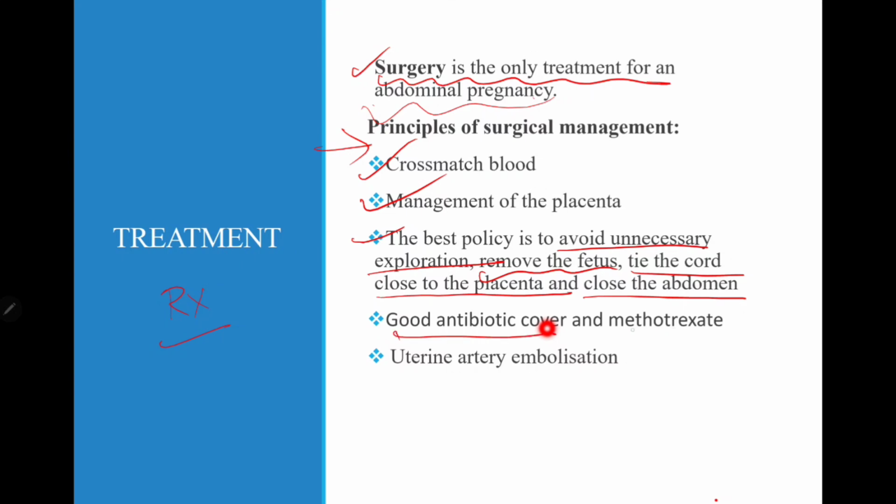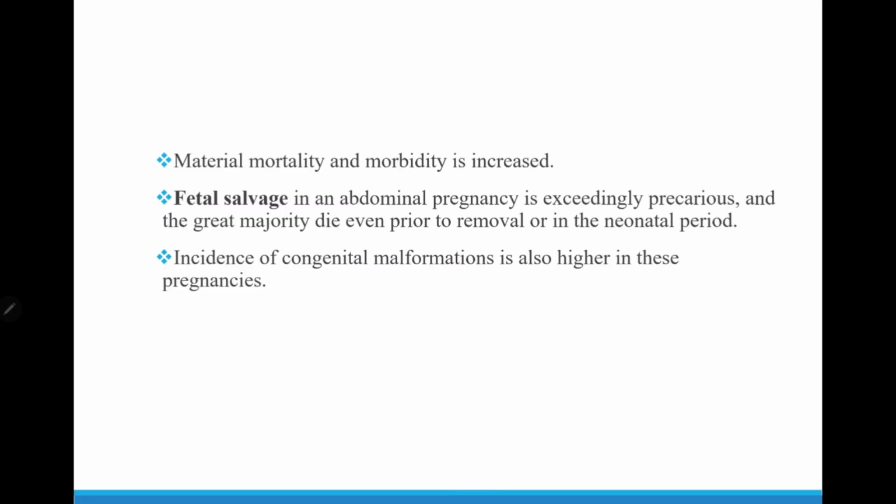Good antibiotic cover and methotrexate should be given. Uterine artery embolization is also done. So these are the principles of surgical management in case of abdominal pregnancy. Maternal mortality and morbidity are generally increased.